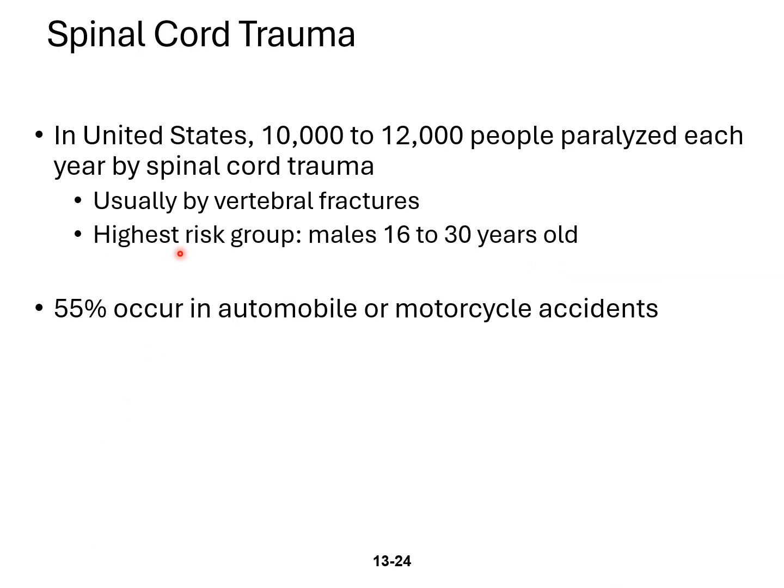And then finally, spinal cord trauma. This happens a lot in the United States and all over the world. 10 to 12,000 people a year are paralyzed and have some sort of spinal cord trauma, usually by vertebral fractures. Vertebrae break into two different parts, and then they damage the spinal cord below it. The highest risk group is males, 16 to 30. That's mostly because of high-risk behavior, like automobile and motorcycle accidents.